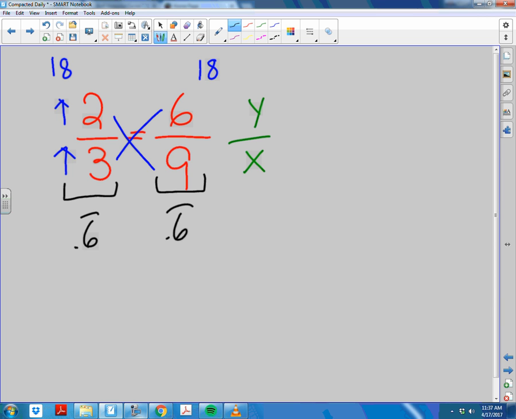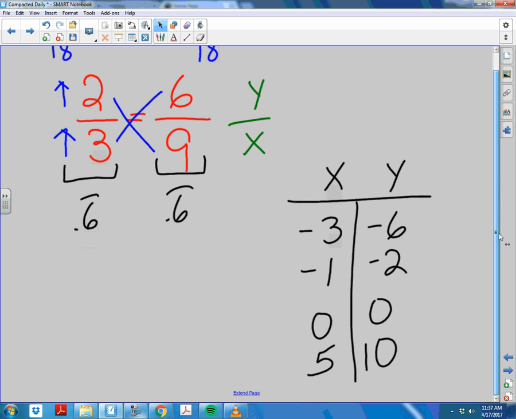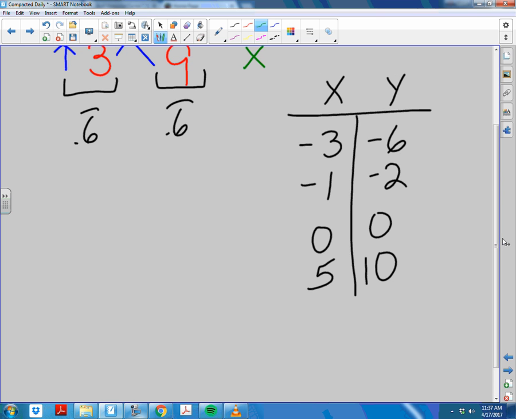Okay, so if I give you a table of values, X and Y, and I say it's -3, -6, -1, -2, 0, 0, 5, 10. And I said, guys, I want you to tell me if that represents a proportional table. Your first goal is to find what is called the constant of proportionality.